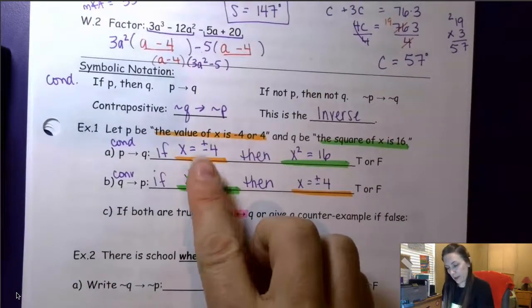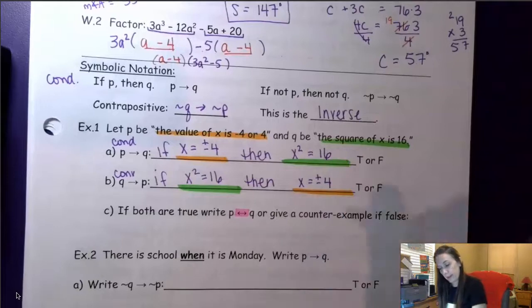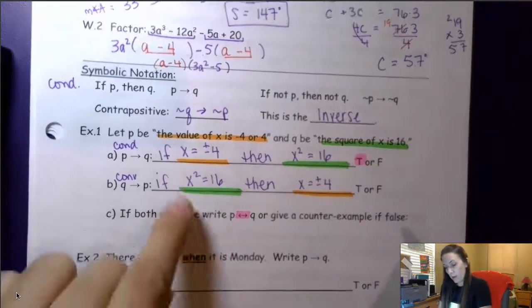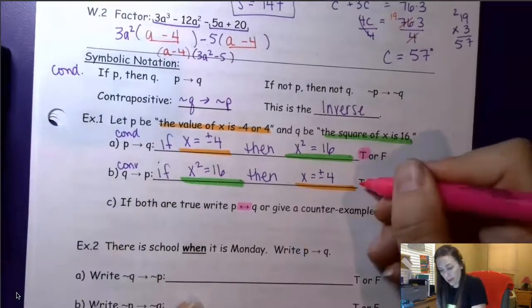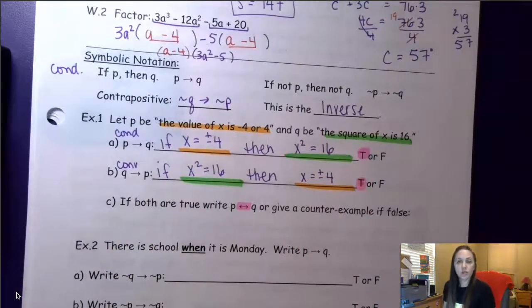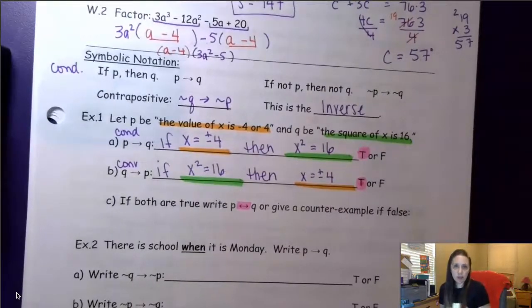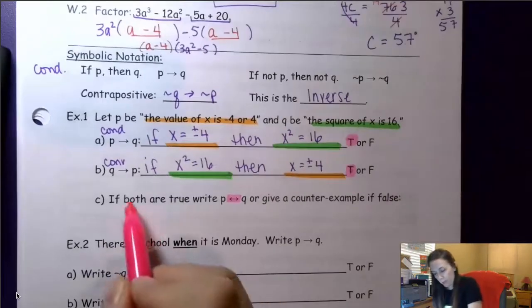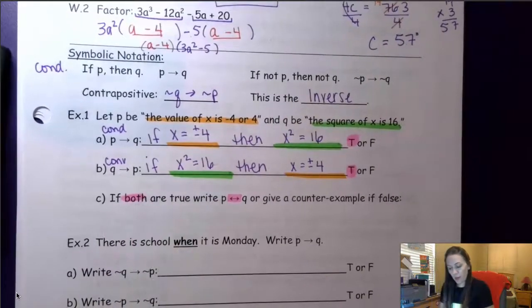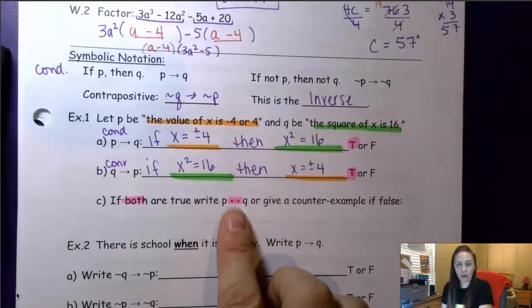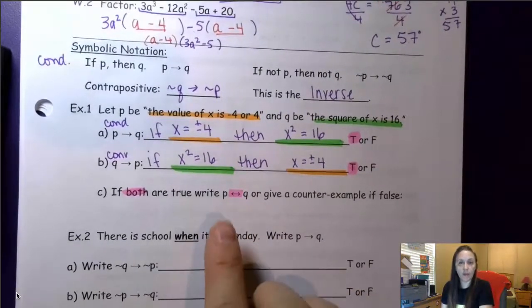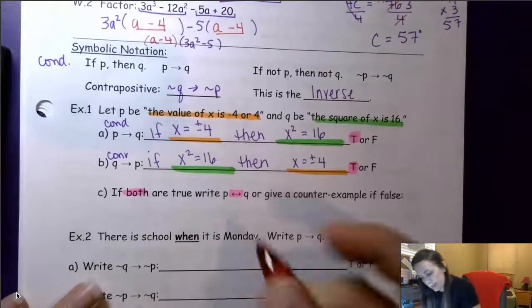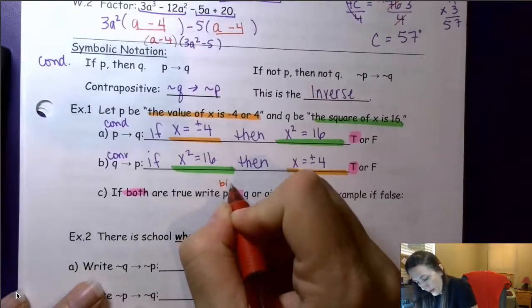Well, if it's positive or negative 4, positive 4 squared, negative 4 squared, yes, that is true. Well, if x squared is 16, then x has to be positive or negative 4. Again, that's true. So remember, if both the conditional and the converse are true at the same time, you can write P, do you remember that arrow back and forth, is called your if and only if. So P, if and only if Q, this is known as a biconditional.